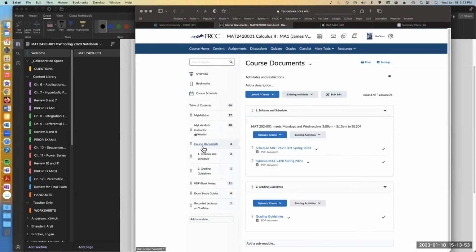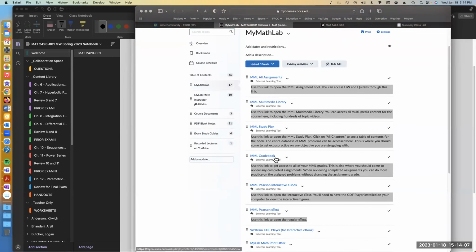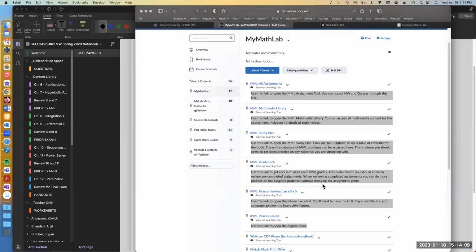So those are the course documents. And then my math lab is right here. They've rebranded it. Now they're calling it My Lab Math instead of My Math Lab. Either one, those are synonymous. My Lab Math, My Math Lab, doesn't matter. Click on there and you will see links to all the features in My Math Lab.